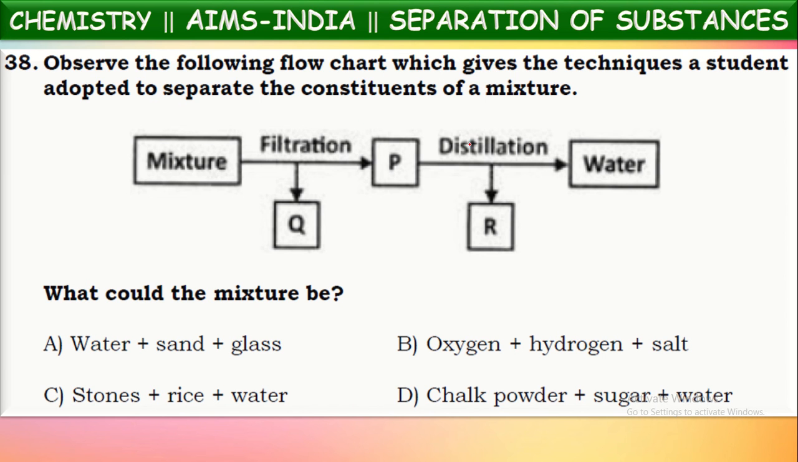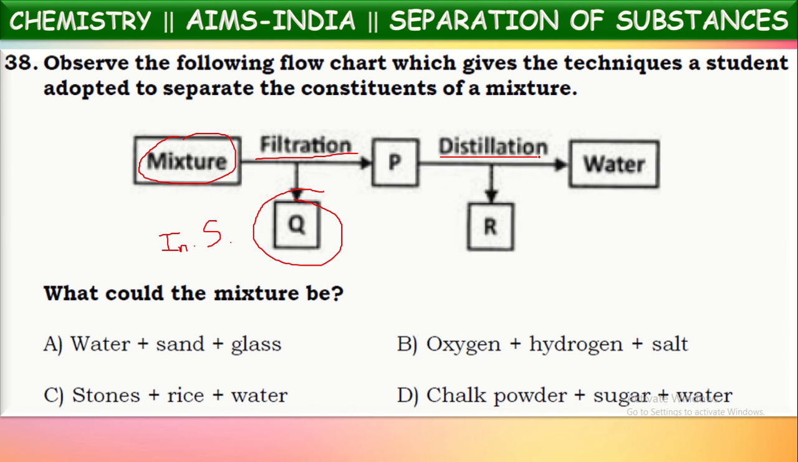So first, the mixture undergoes the filtration process. Then Q is separated from the mixture. So by the filtration process, if a component is separated, what can we say about that component? Insoluble solid substance. That can be separated by filtration, isn't it? Yes. Now Q should be an insoluble solid substance.